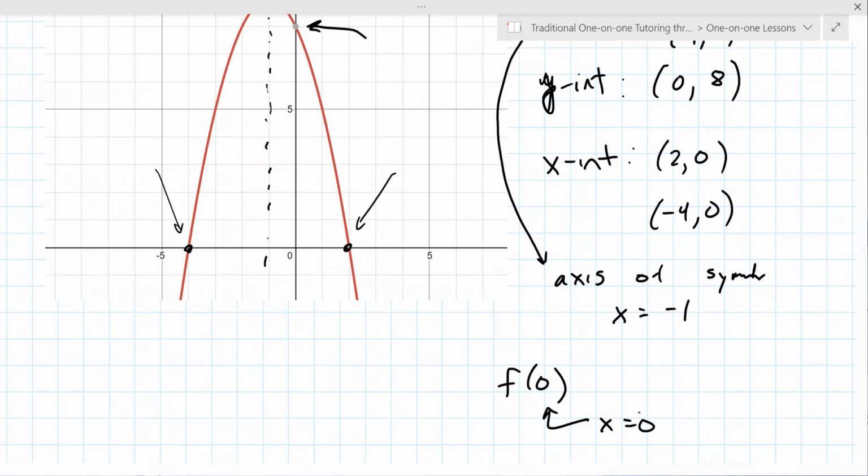Okay, so f of 0 is x equals 0, and it's the same thing as the y-intercept. I guess they're the same thing. Maybe we need to talk about that a tiny bit more, but they're exactly the same thing. Okay, that sounds good to me.